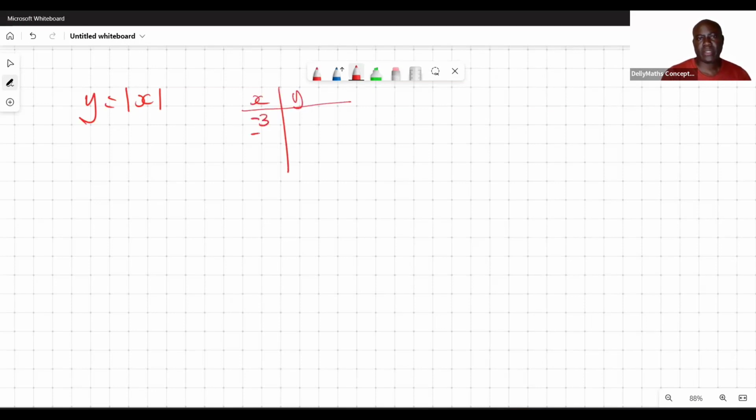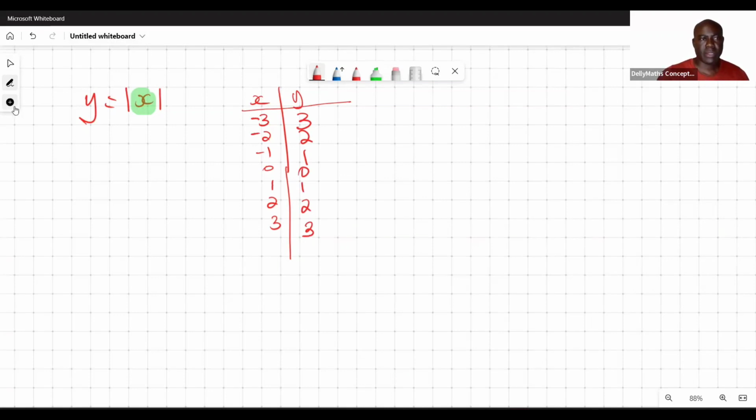I'm going to put values from -3 all the way to +3. So to find the absolute value, I'm going to substitute each one of these values where the x is right here. The absolute value of -3 is +3. The absolute value of -2 is 2. The absolute value of -1 is 1. And of 0 is 0. Then 1, 2, 3. So the absolute values of all of those numbers are positive.